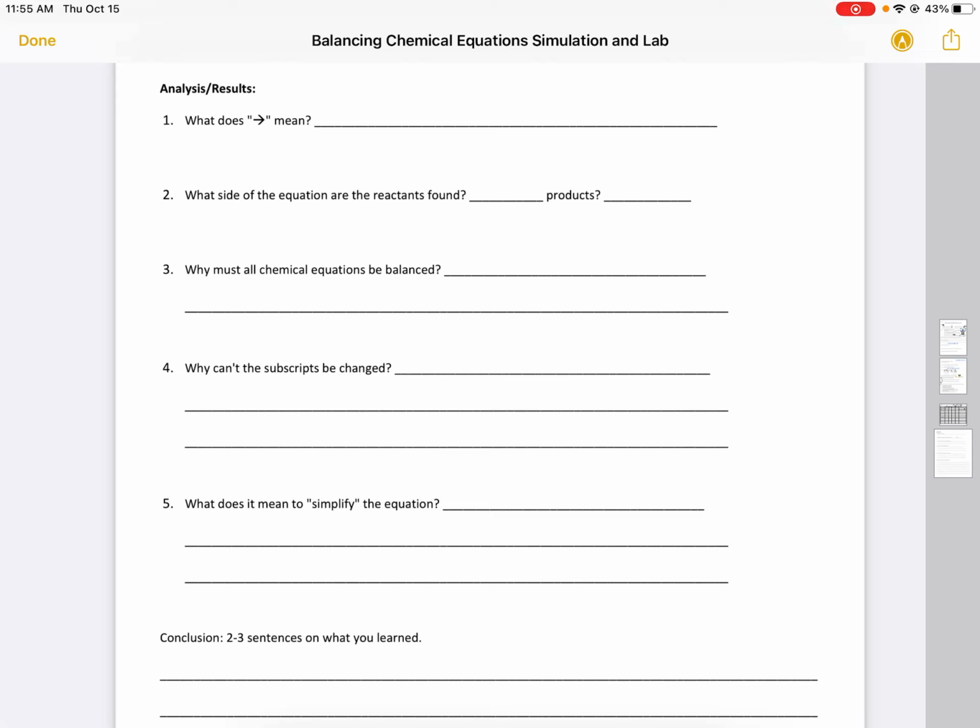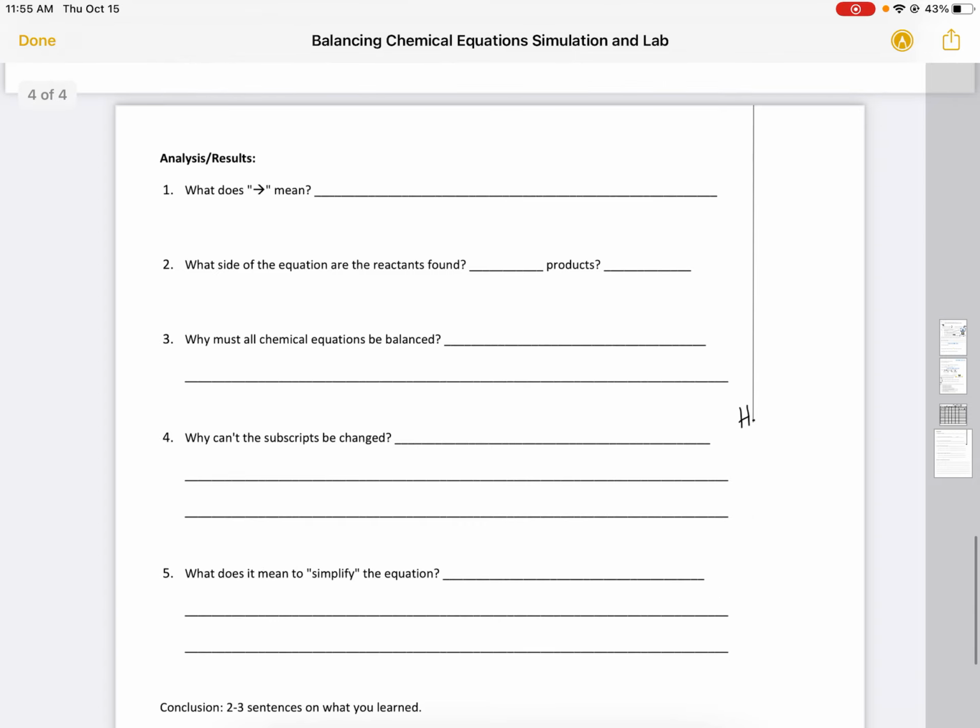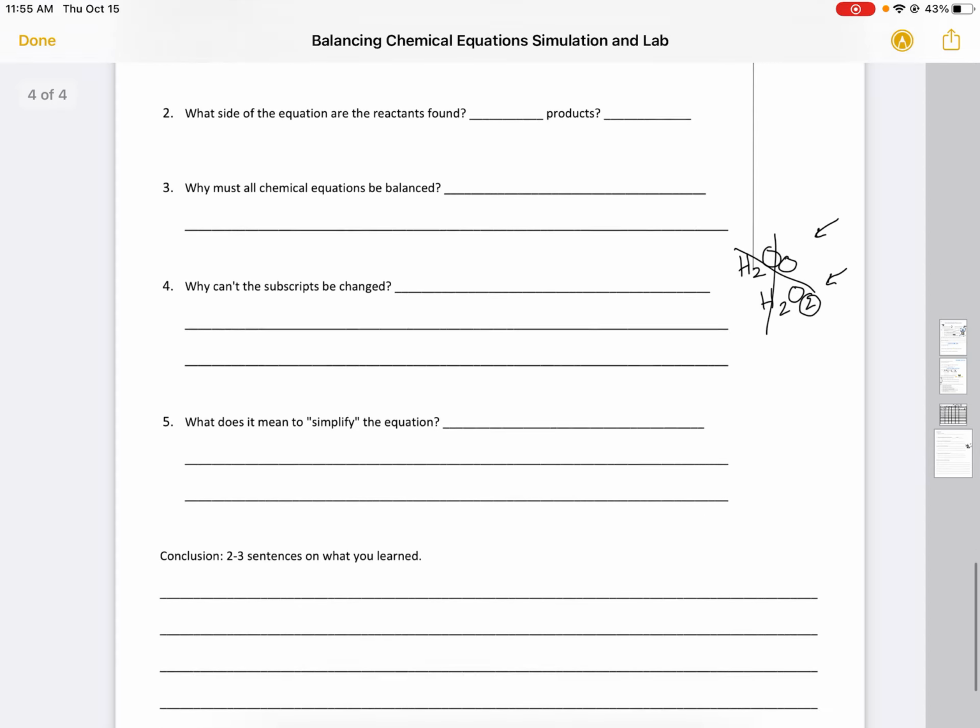And it says, why can't the subscripts be changed? If you'll recall, subscripts save lives. If we have H2O, that corresponds to water. But if we have H2O2, that means hydrogen peroxide. We can't change this number down at the bottom from a 2 to a 1 or from a 1 to a 2, because that changes the compound. Water, you drink it, you live. Hydrogen peroxide, you drink it, you might die. So that's why I always say subscripts save lives. You can't change the subscripts when you're balancing chemical equations. We can only change that number in the front.